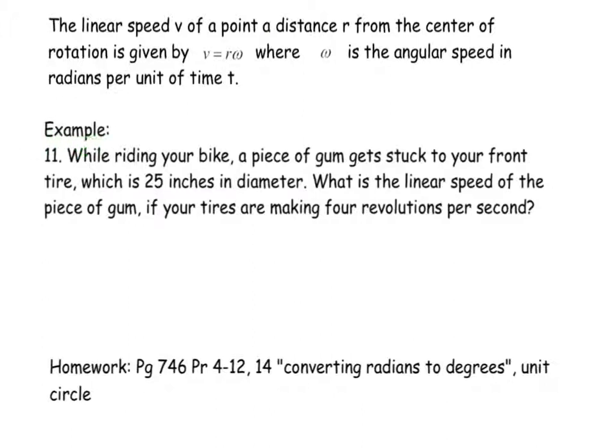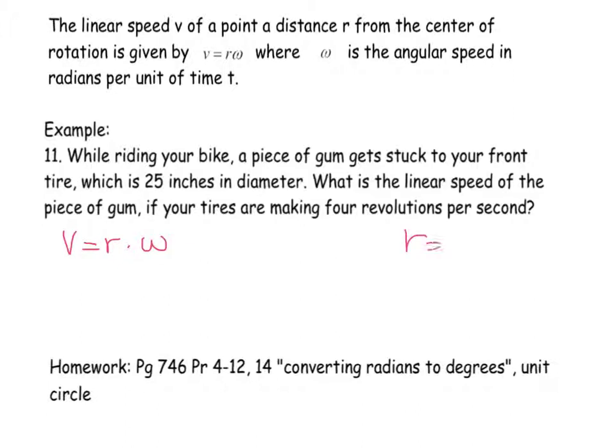So we have an example where it says, while riding your bike, a piece of gum gets stuck to your front tire, which is 25 inches in diameter. What's the linear speed of the piece of gum if your tires are making 4 revolutions per second? So the first thing I'm going to do is find the radius of the tire, because when I want to use the formula of linear speed equals radius times omega, I will need the radius.